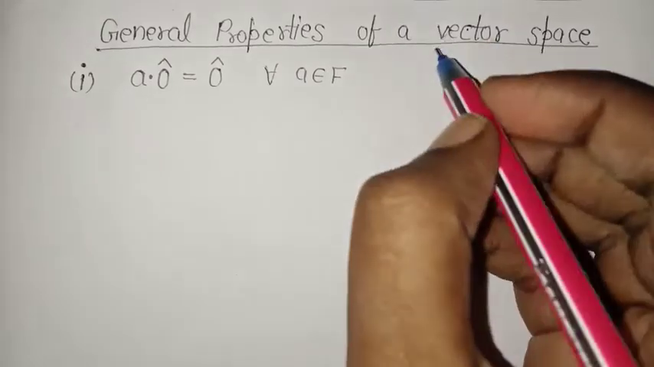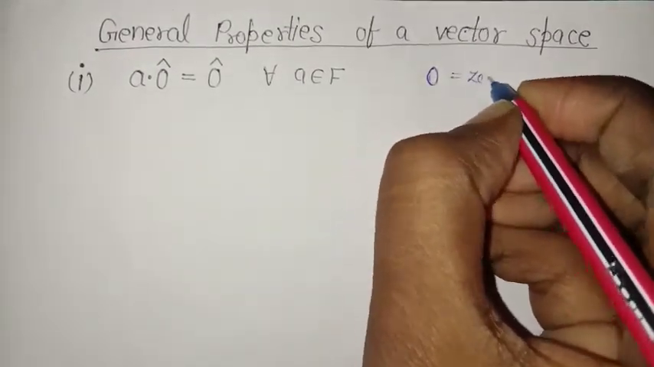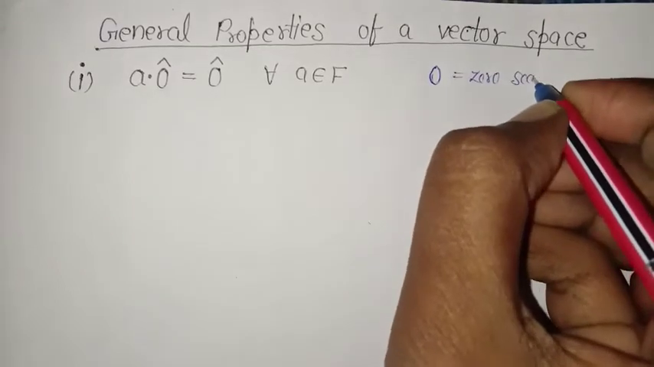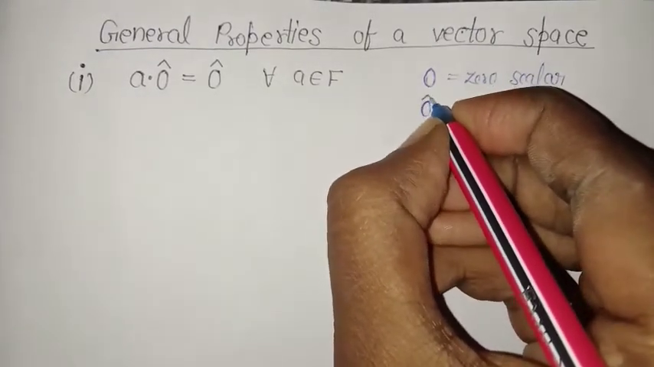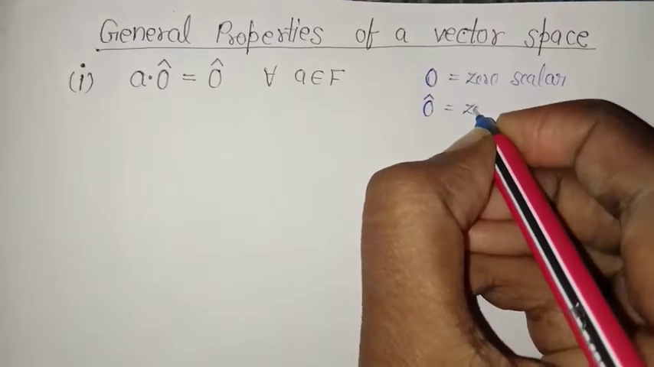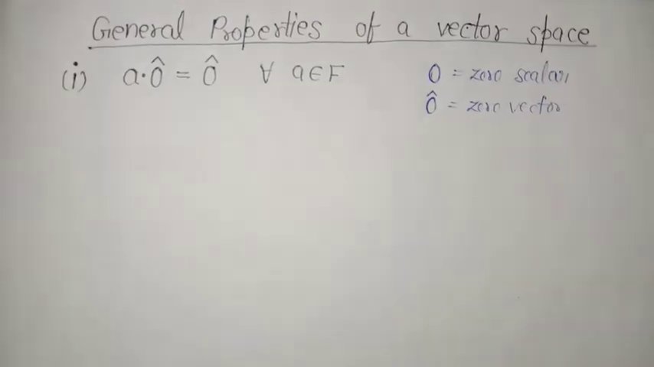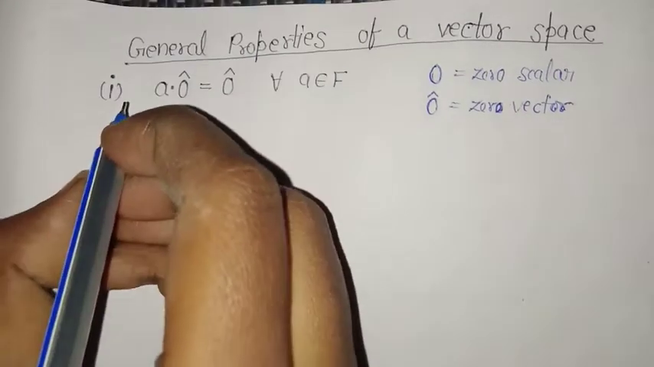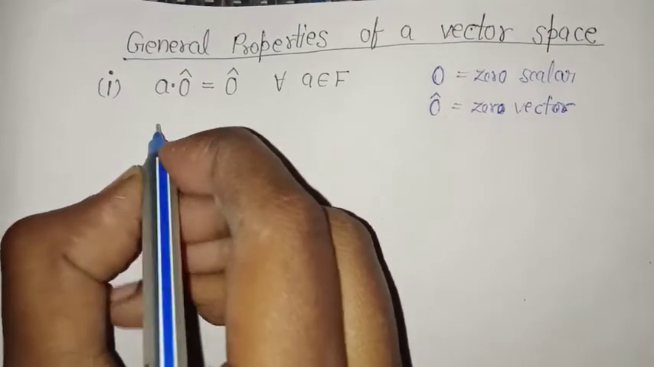I will use 0 for the 0 scalar to prove these properties, and I will write the 0 vector like this. This is our 0 vector. So let's prove this property. We will start from the LHS.